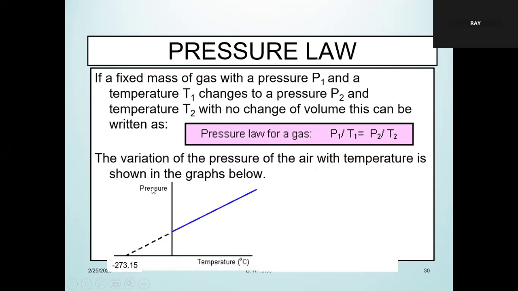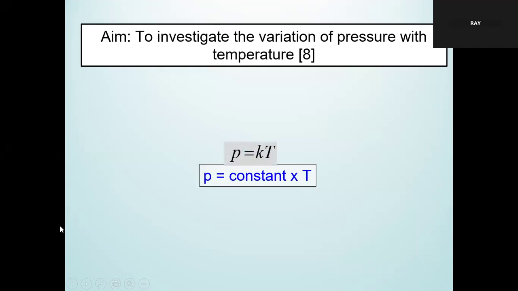Right? Pressure, temperature. So if you extrapolate it, it should go to minus 273.15. Or if you use Kelvin, then you will start from 0. Investigating the variation of pressure with temperature. Right? All this you should know, because you have learned this before in your SPM or O level.